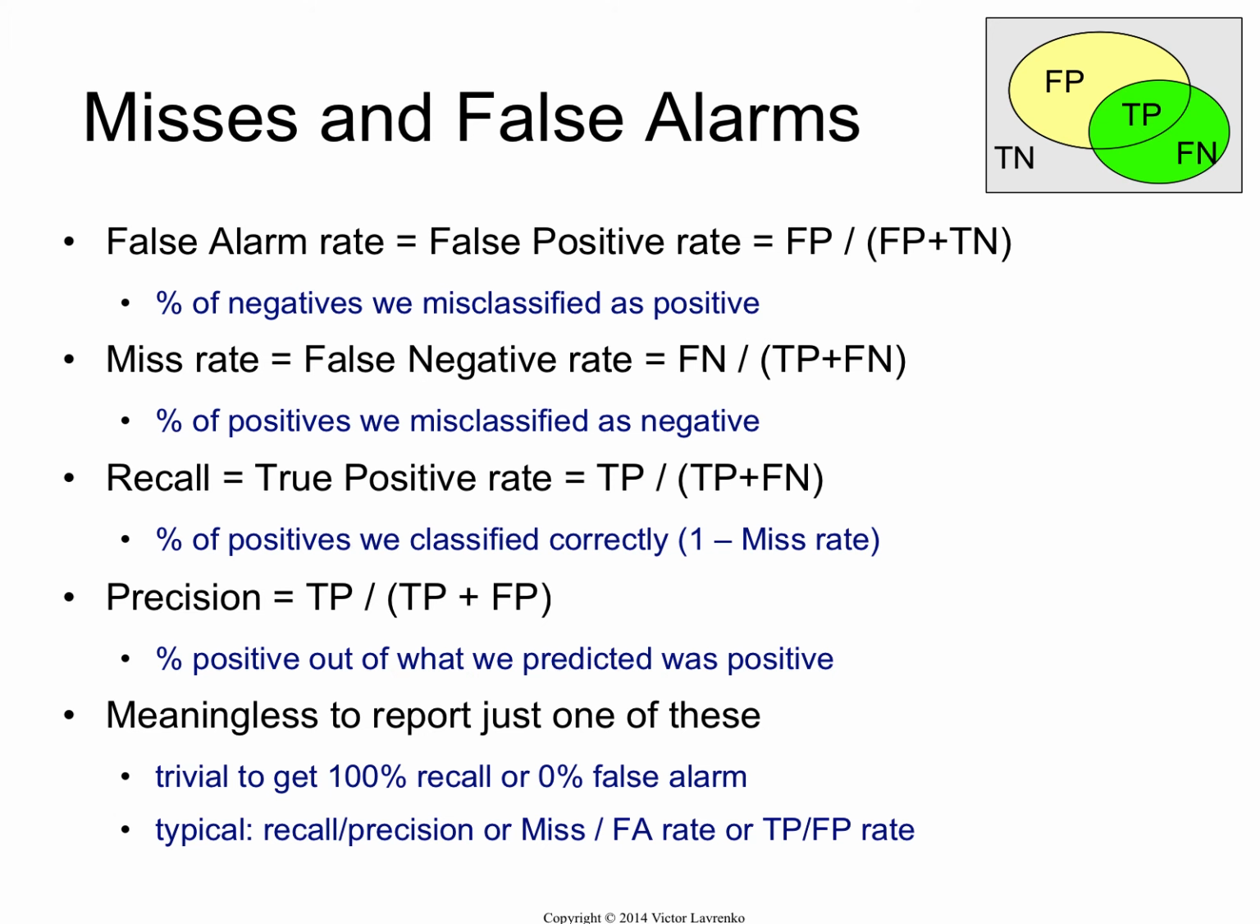And the typical pairs are recall and precision together. So that's used in a lot of fields. Or you use miss and the false alarm rate. That's popular in the detection literature. Or you use true positive, false positive rates. That's more common for the classification literature. So the thing is you always report a pair. You never just report one number because one number could be arbitrarily high.